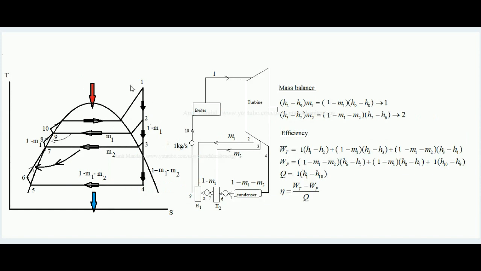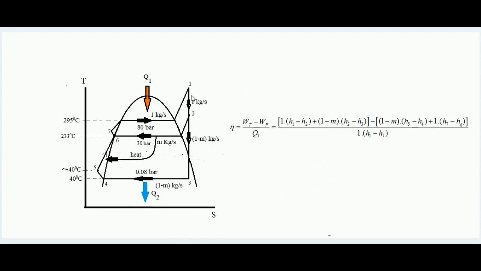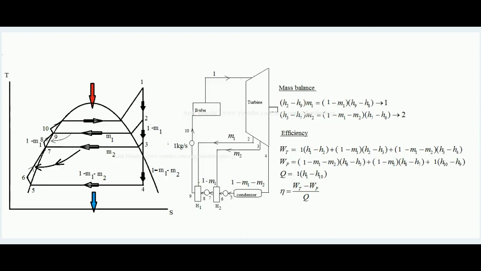Now till now I was discussing regeneration in which only one steam bleed was used. You can see only one steam bleed is used from the corresponding pressure. Now steam bleed points can be even more. Multiple steam bleed points can be used.